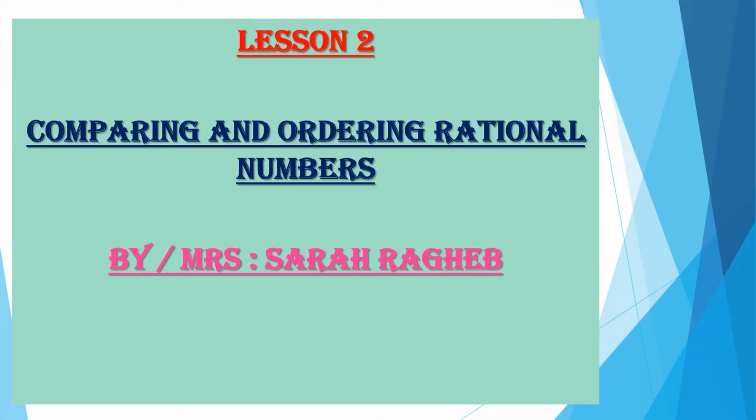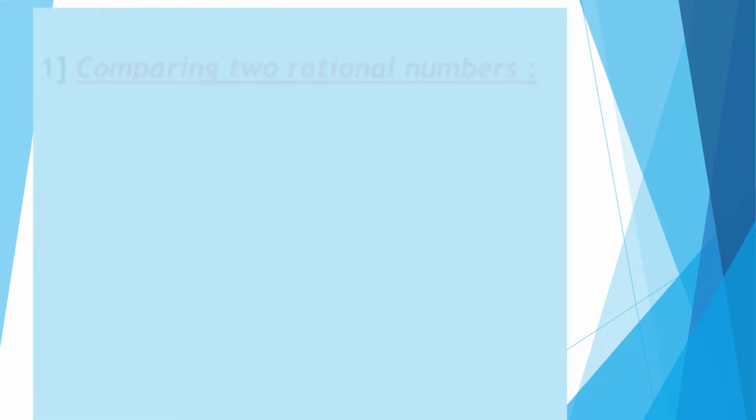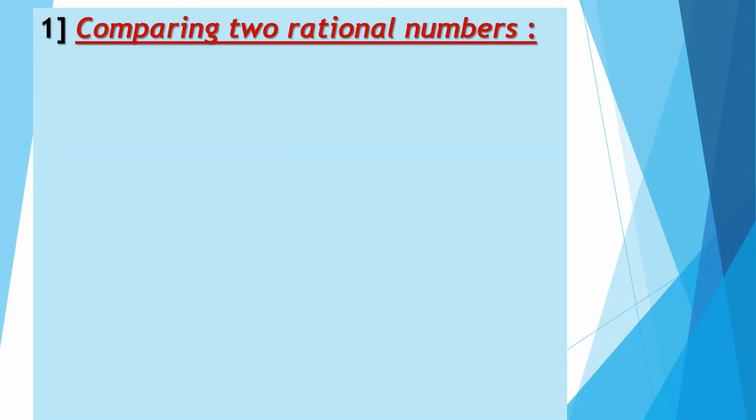Hello, our dear students. Today we are going to study lesson 2 in algebra in unit 1, comparing and ordering rational numbers. Comparing two rational numbers. The first example, we have here 5 over 12 and 7 over 12. We want to know which one is greater than the other, okay?